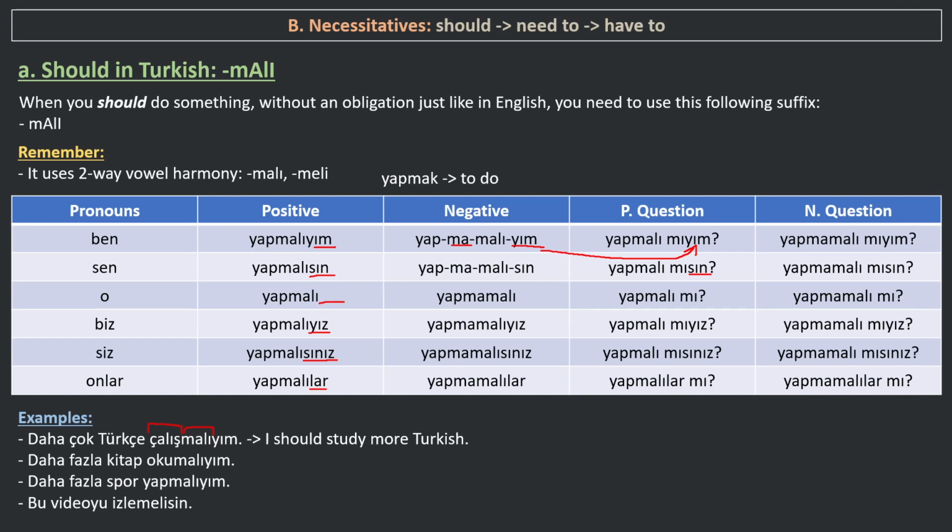Her hafta derse katılmalı mıyım? Katılmalı mıyım? Katıl, the stem, the root, it means to join. And then katılmalı, should, mıyım. Should I join the lesson, ders, her hafta, every week? Should I join the lesson every week? And evet, her hafta derse katılmalısın.